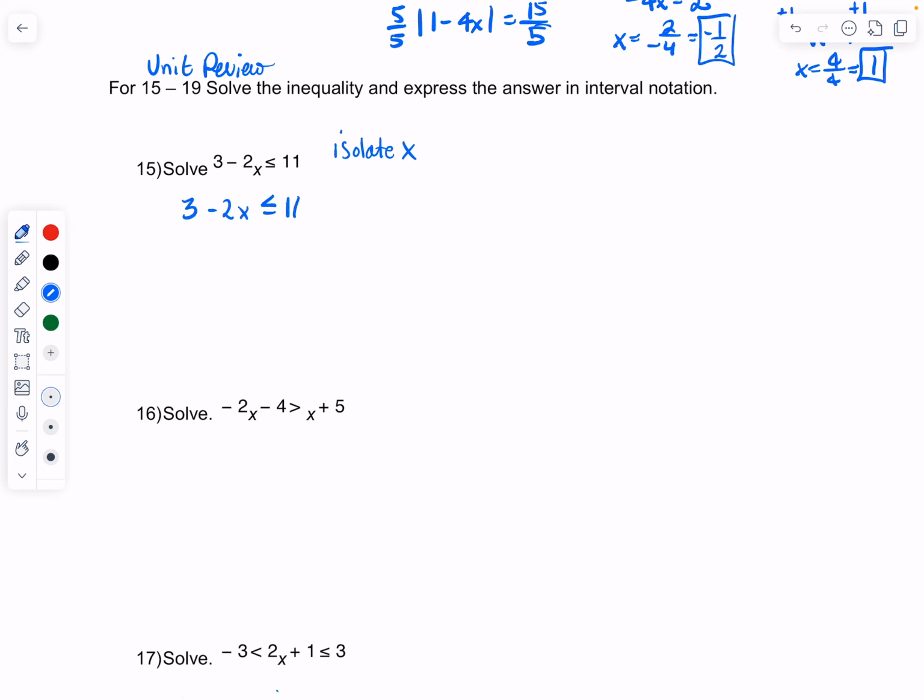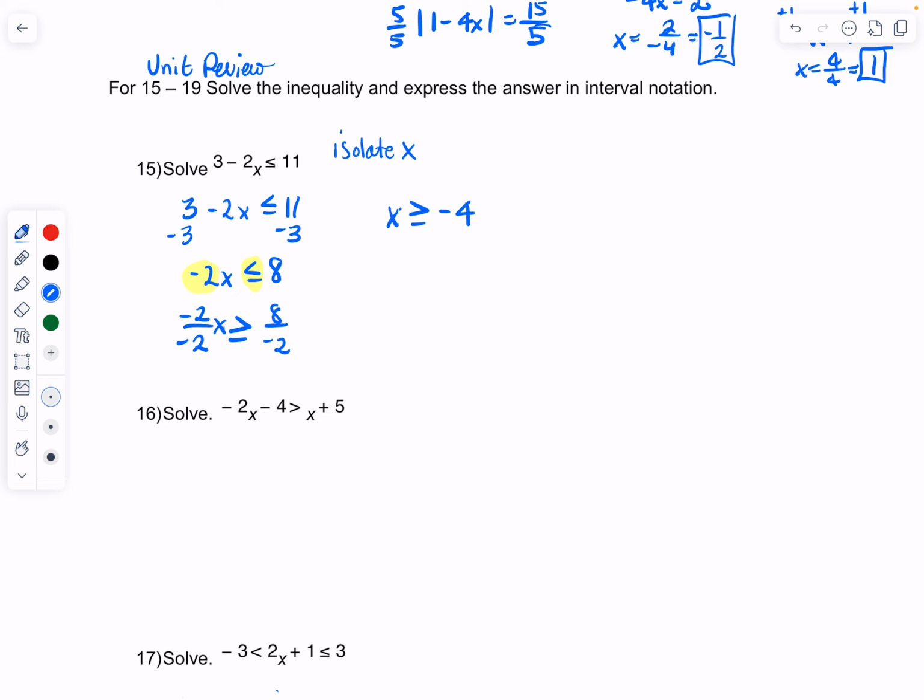So first things first, I want to isolate x. So I'm going to subtract 3 off of both sides. So negative 2x is less than or equal to 11 minus 3, which is 8. Now, I have a negative coefficient of x. This is what I'm talking about. In this final step, to get x by itself, I'm going to divide by negative 2 on both sides, but I'm going to change my inequality sign to face the other way. So it's going to be greater than or equal to. So I have x is greater than or equal to 8 divided by negative 2, which is negative 4.